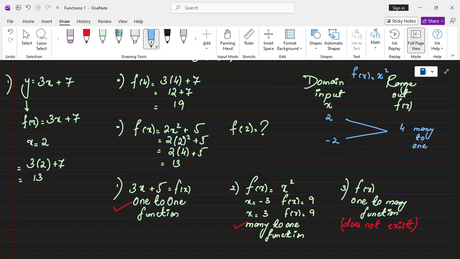This is many to one, right? So I have given you three different examples. One is a one to one function, which is simple: for every different input, you're going to get a different output. Another example is f(x) = x squared. It is possible to have the same output for two different inputs, but it is never possible to have two different outputs for the same input.